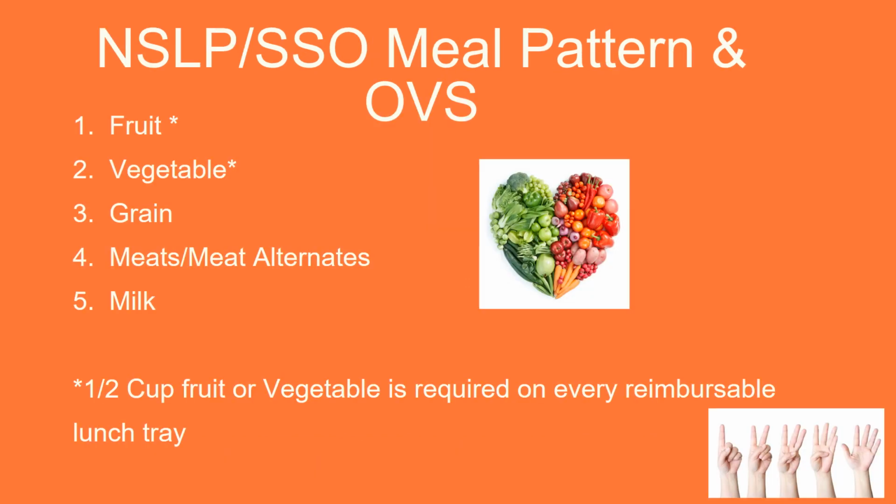NSLP and SSO meal pattern and OVS. Fruit, vegetable, grain, meats or meat alternatives, milk, and a 1/2 cup of fruit or vegetable is required on every reimbursable lunch tray.